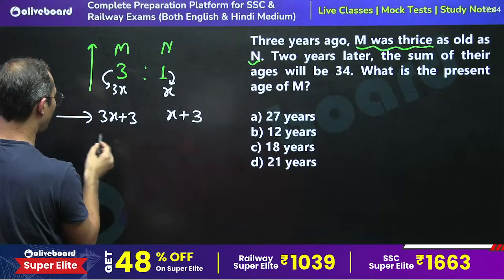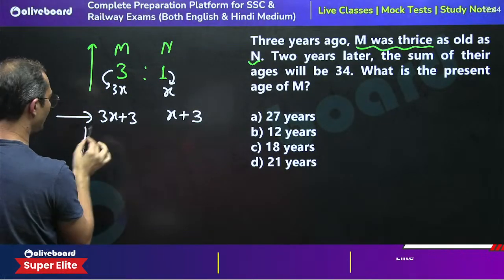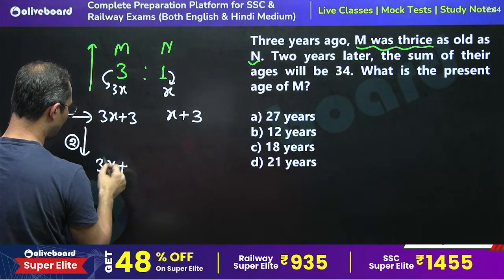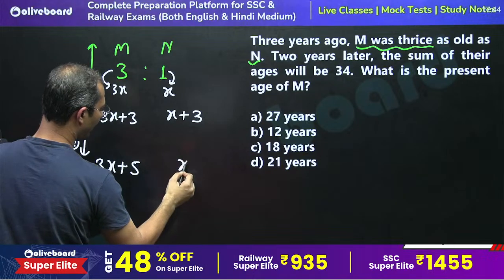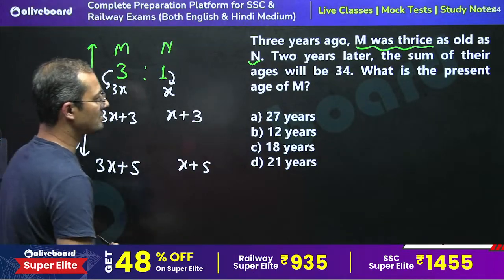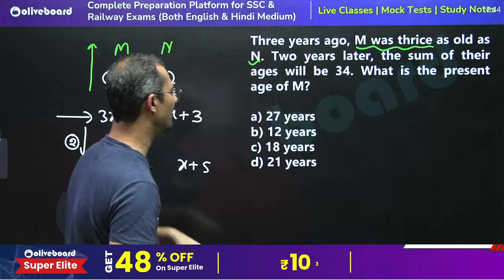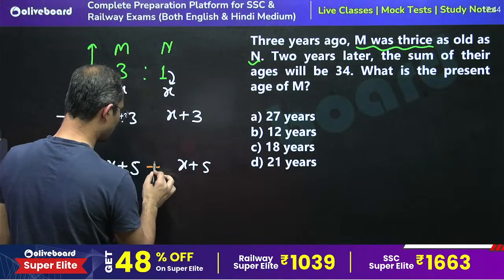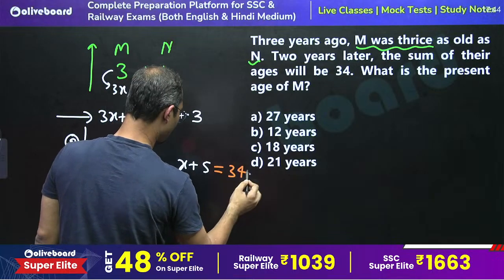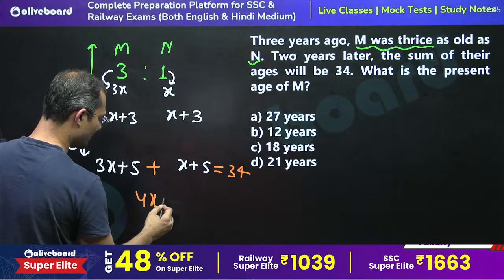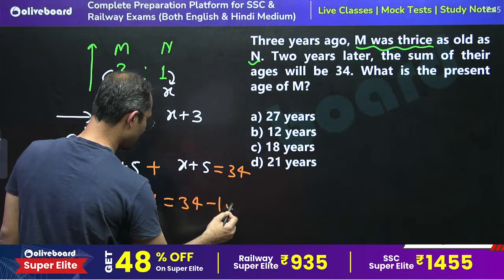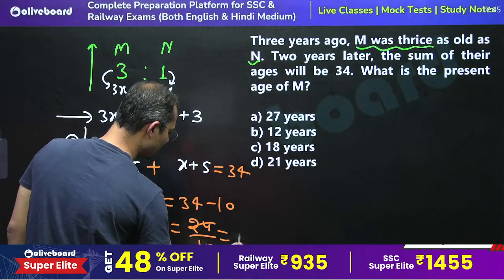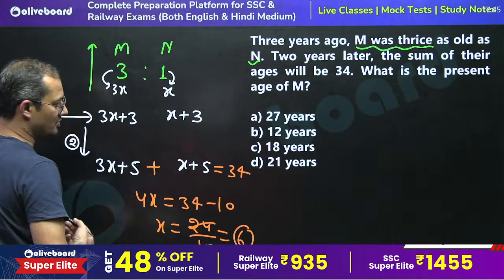Now tell me what would be the age 2 years later. After 2 years, this would be 3x plus 5 and x plus 5. Just add 2. So the sum of their ages will be 34. So now we are going to take the sum of both, right? The question is saying the sum of both is equal to 34. So directly we can say that 4x is equal to 34 minus 10. So x is equal to 24 divided by 4. So we will get 6, right? So x is equal to 6.